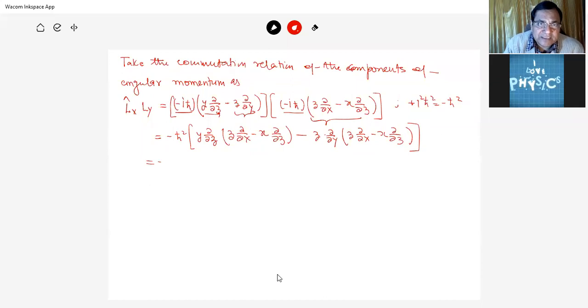So this is minus h cross squared, and here it is y into del by del z acting on z del by del x. Here z and x are two different variables, so this is y del z by del z into del x, and then minus yz.